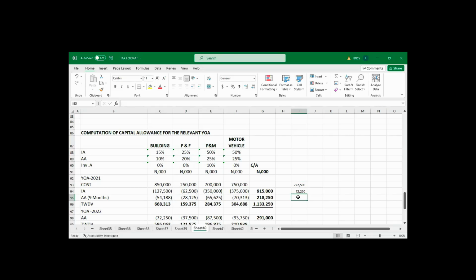How many months am I going to claim? From 1st of January to 30th September is how many months? 9 months. So I give you 9 over 12. 9 over 12. That will be 54,000 and what? 54,188.